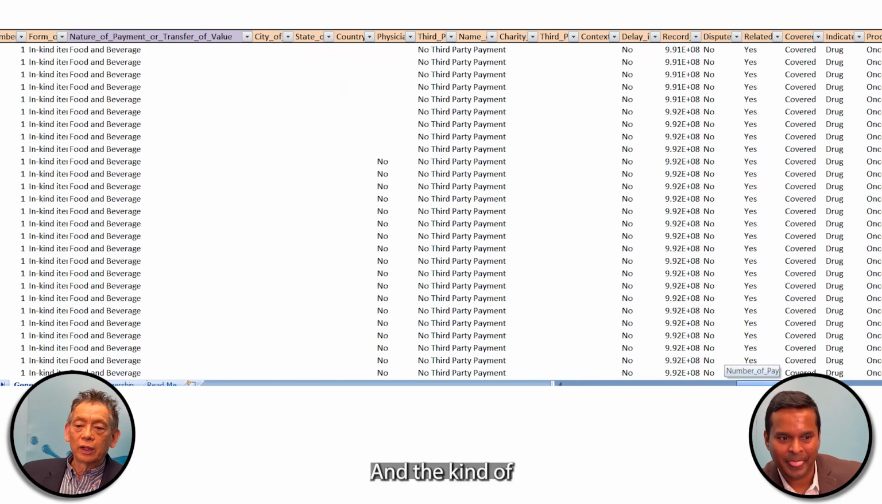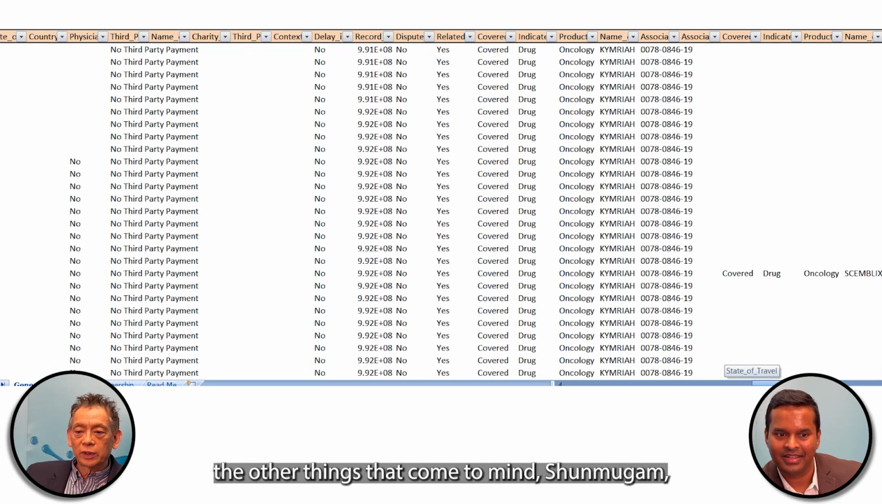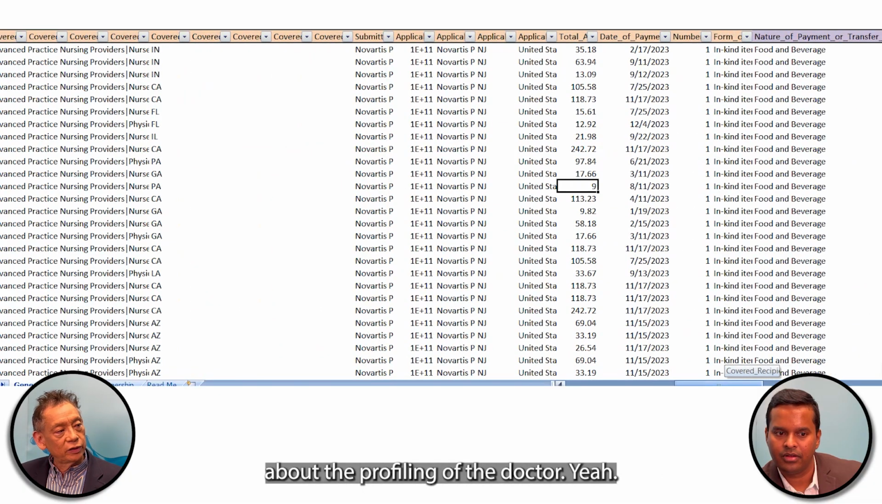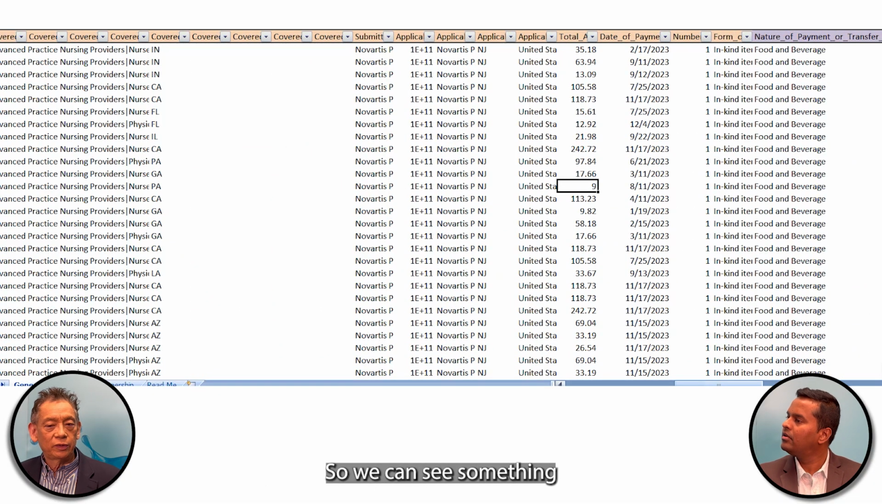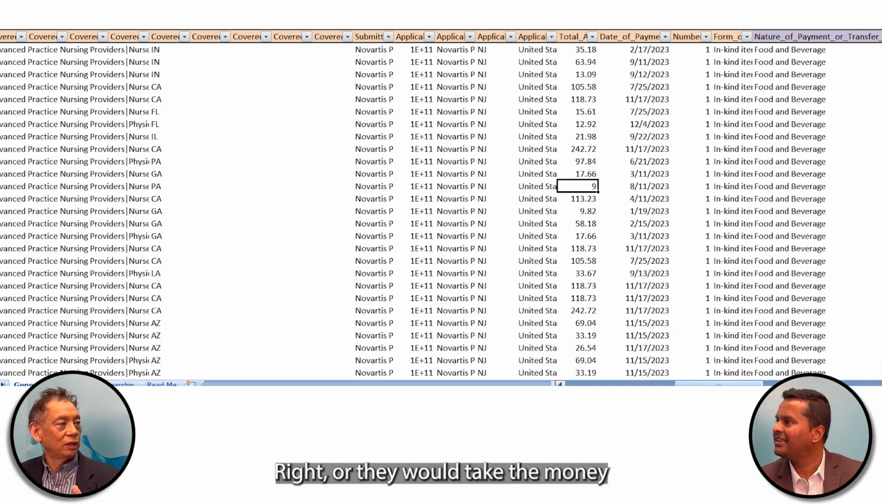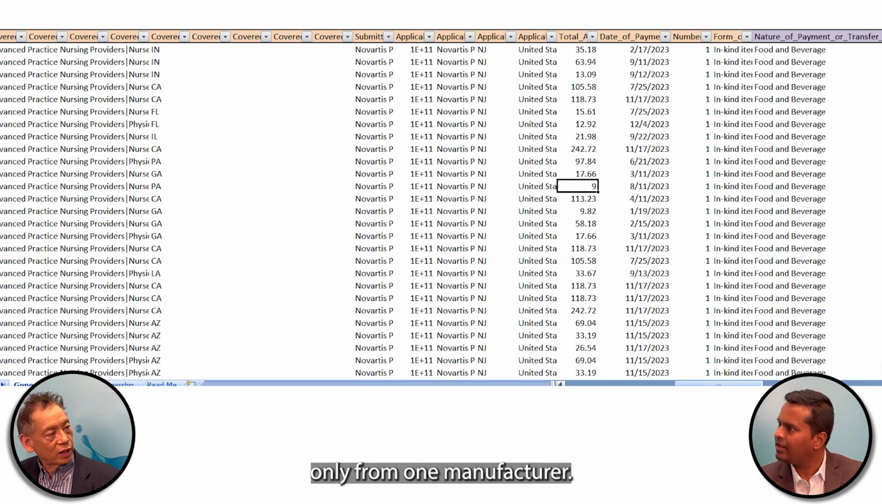And the other thing that comes to mind, Shanmugam, is when I was talking about the profiling of the doctor. We can see something like the allegiance index. For example, whether the physician would take money from any manufacturer, or would take the money only from one manufacturer, right? Yes, exactly. That's a good point as well.